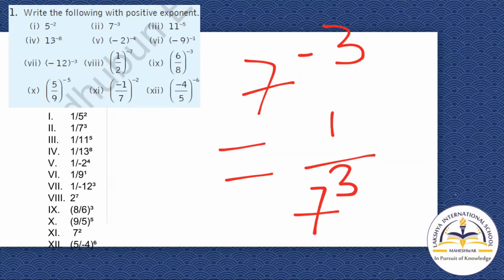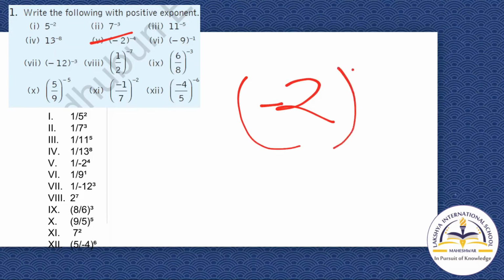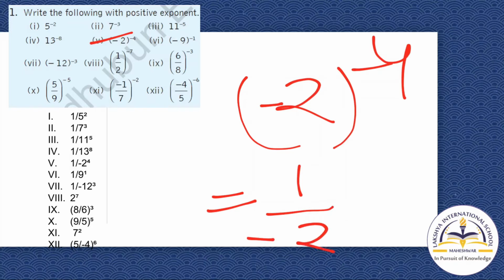1 by 7 raised to the power 3. So like this you have to solve this question. Now you can see question number 5th, minus 2 raised to the power minus 4. Now 1 by minus 2 raised to the power 4. Okay, so like this.